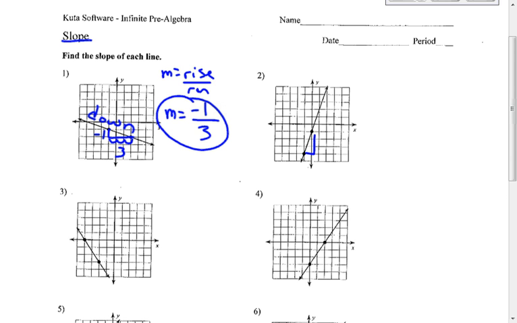Number 2, same thing. We're going to use the 2 points that they give. We're going to write the formula down, rise over run. And we went 1 to the right and 1, 2, 3 up. We know this is a positive slope because it goes up from left to right. The rise is 3. The run is 1. M equals 3.